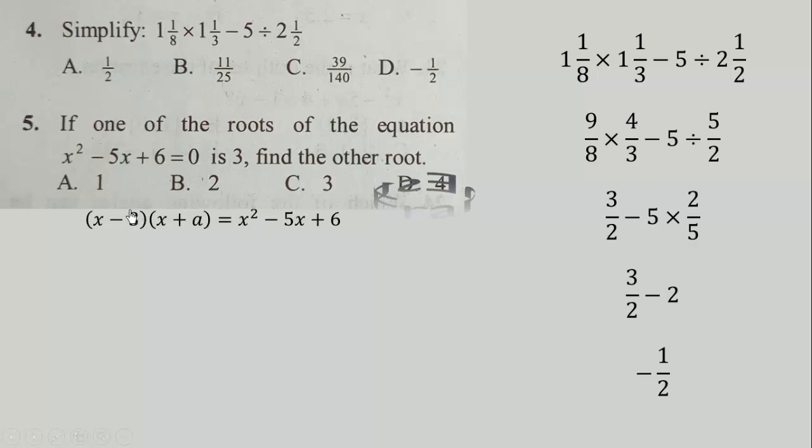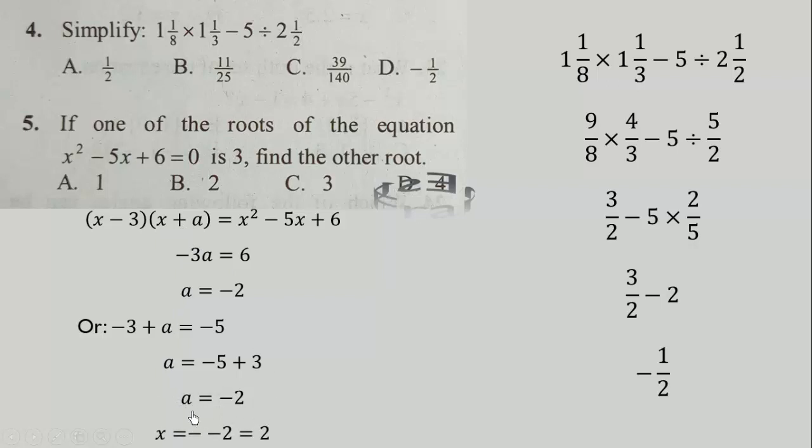So this tells you that if you multiply negative 3 and a, we need to get 6. So that means a equals negative 2. Or if you add negative 3 and a, we need to get negative 5. So we can use that one to obtain a equals negative 2. But we are looking for the root. So the factor here is x minus 2, so the root will be equal to 2. So the correct answer is B.